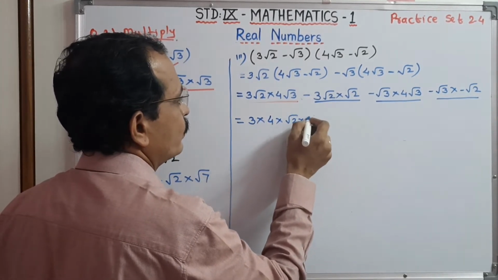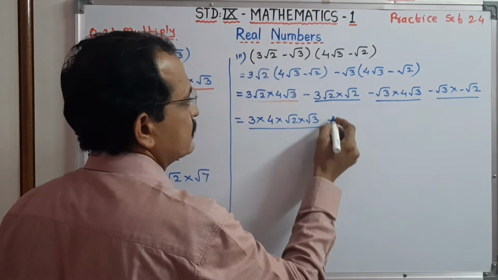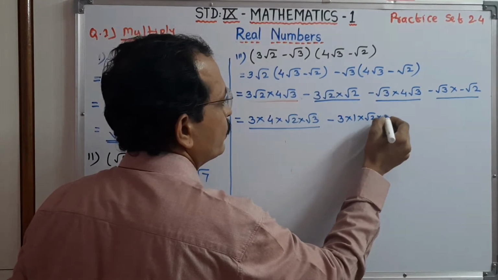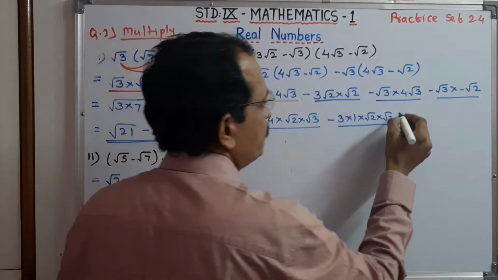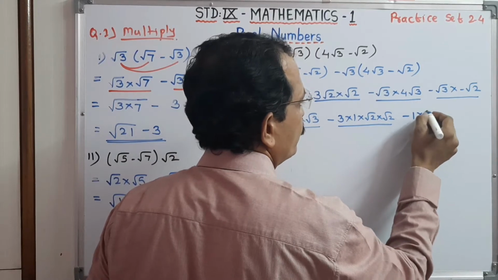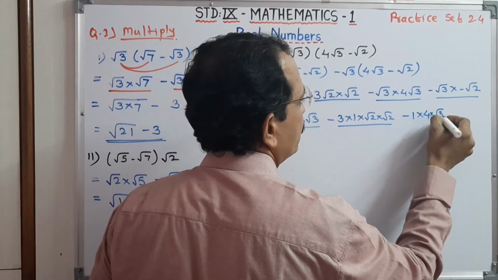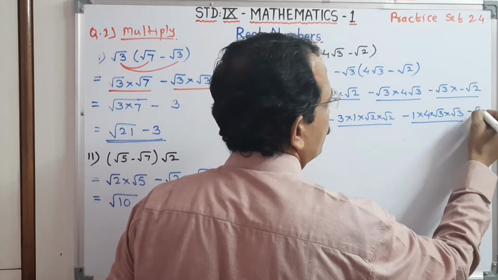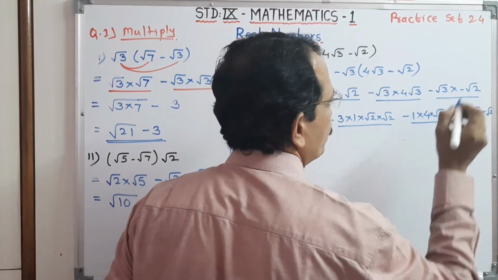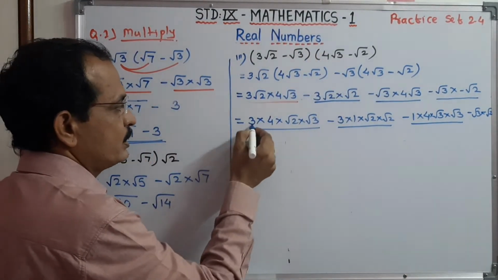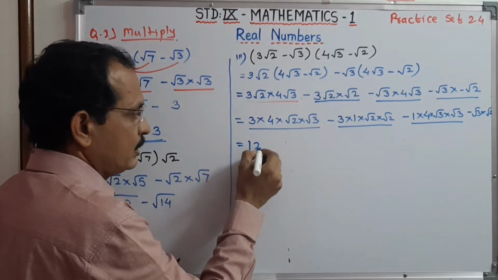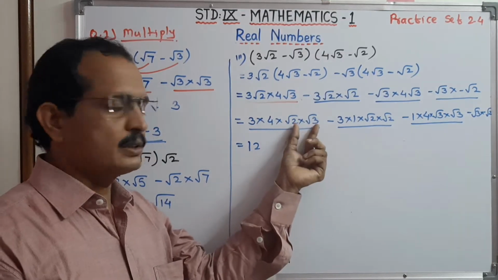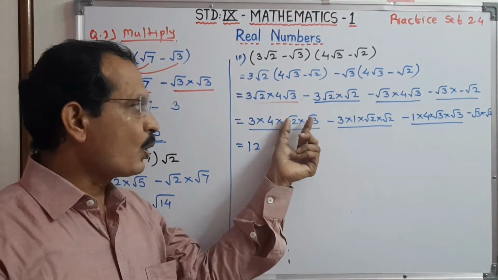Root 2 into root 3 minus 3 into 1, 3 into 1 into root 2 into root 2. Same thing, minus 1 into 4 root 3 into root 3, and here it is minus root 3 into minus root 2. Do the multiplication. 3 into 4 is 12, and here it is root 2 into root 3. These are like surds, and the order is the same.